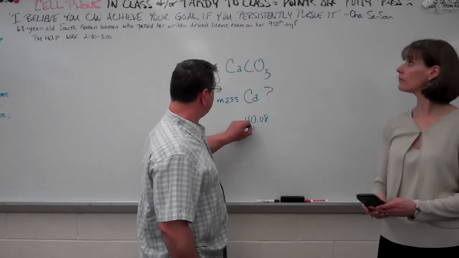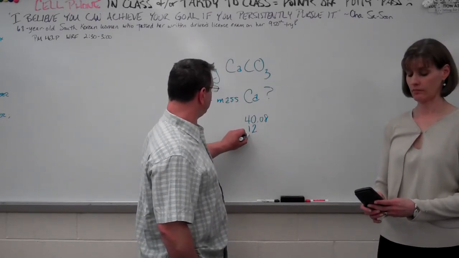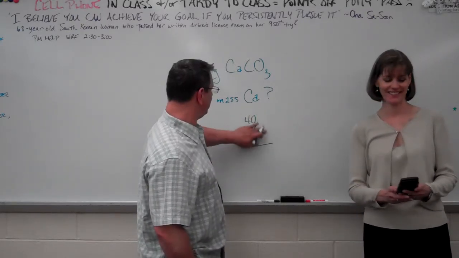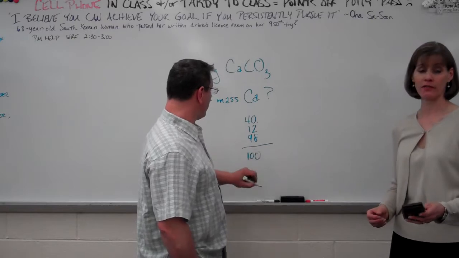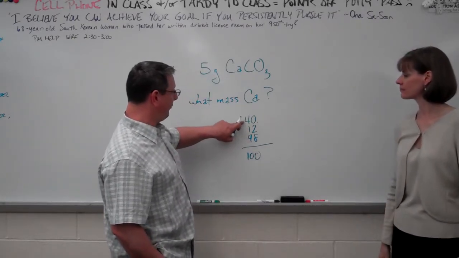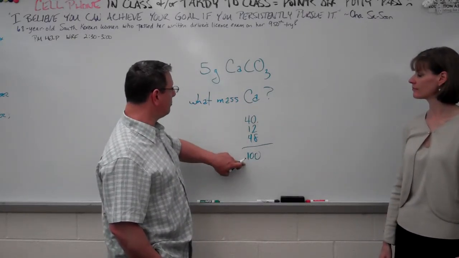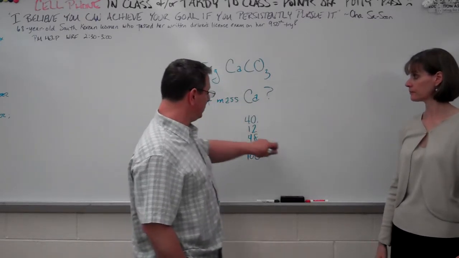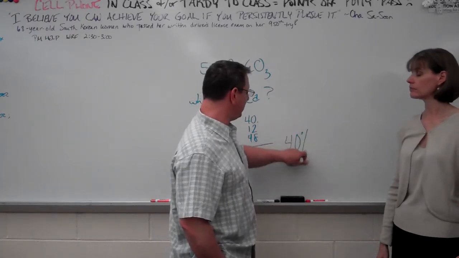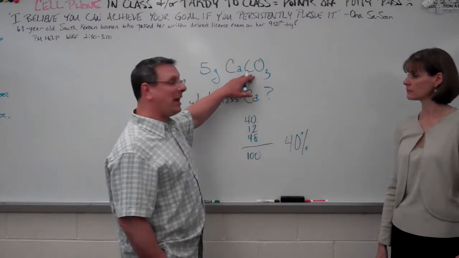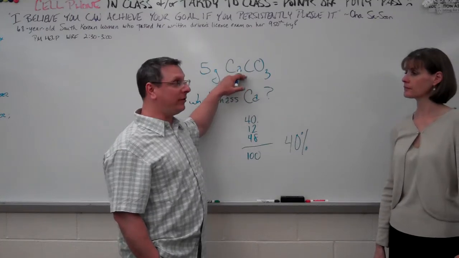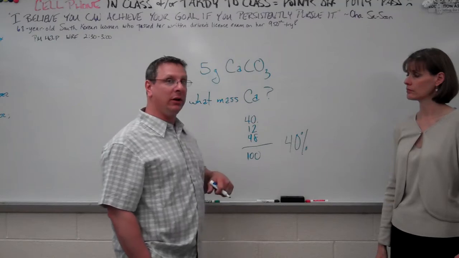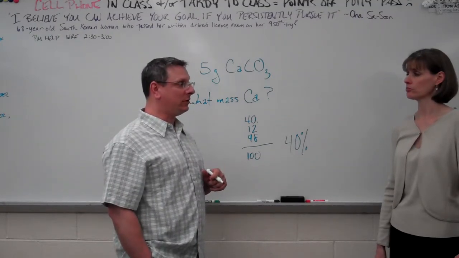Plus roughly 12, plus roughly 48. Roughly 100. So let's just say we get 100.087, roughly 100. We know that 40 grams out of 100 grams of this compound is calcium, so that would be 40% calcium. So 40% of any amount of calcium carbonate is calcium. Well, what's 40% of 5 grams? 2 grams.